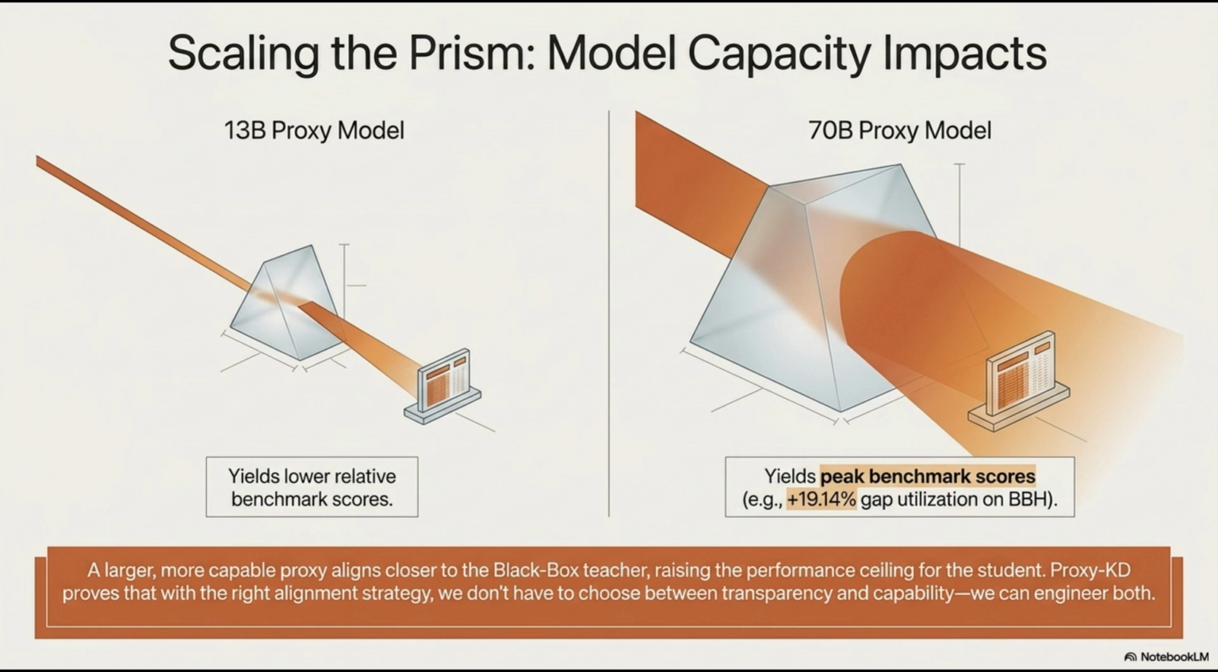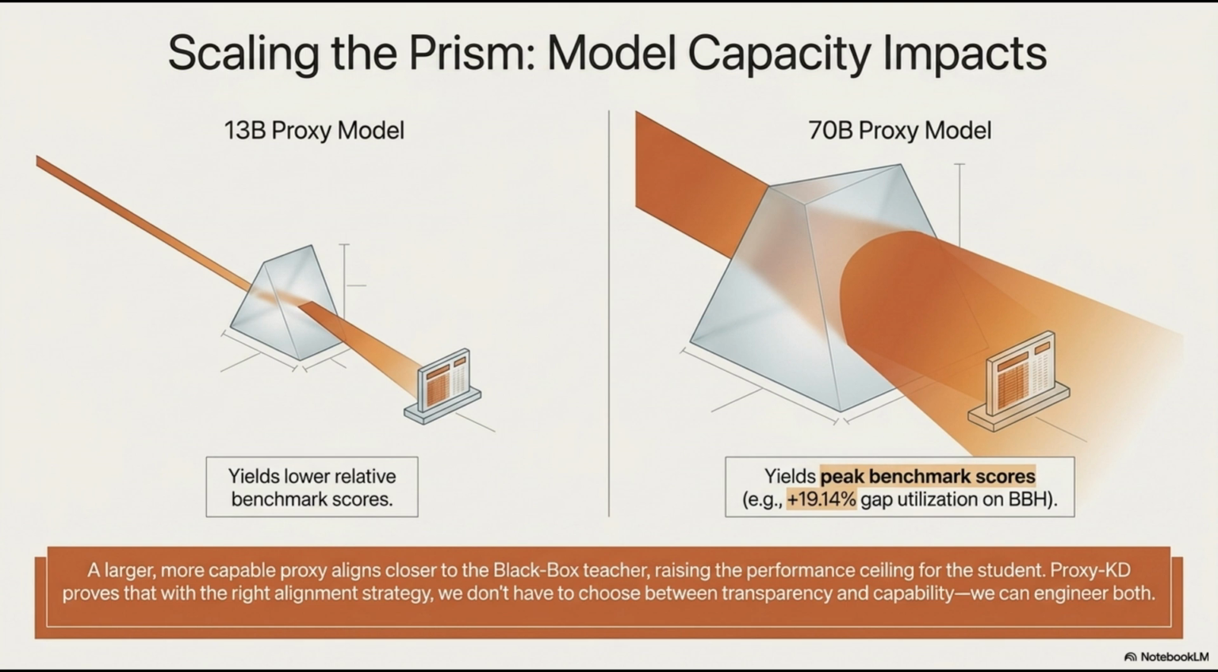Did they test if that mattered? They did, yeah. Because if a researcher has to rent massive cloud GPUs to run a 70 billion parameter model just to train their 7 billion parameter model, that's still a pretty heavy logistical lift. They absolutely tested that variable, and proxy size is a major factor. They ran a parallel experiment using a much smaller Llama 2 13B model as the proxy instead of the 70B version.